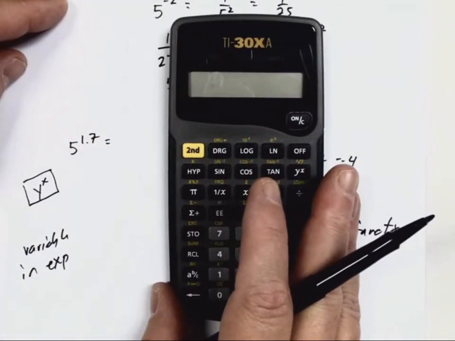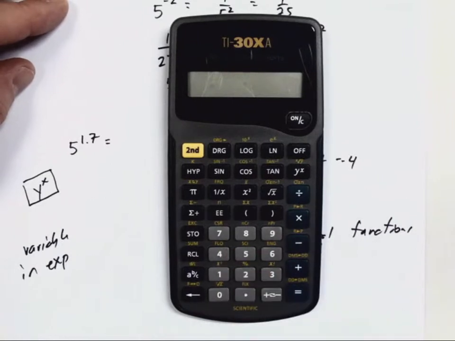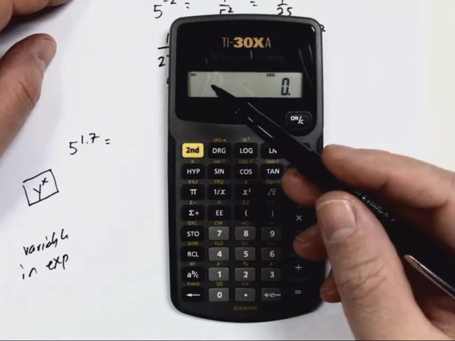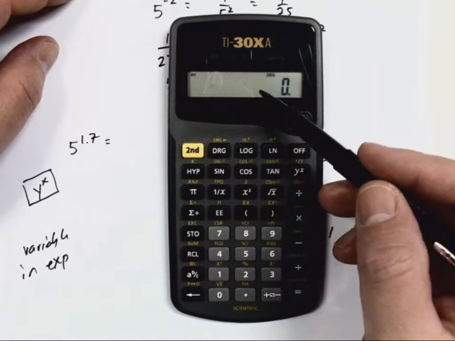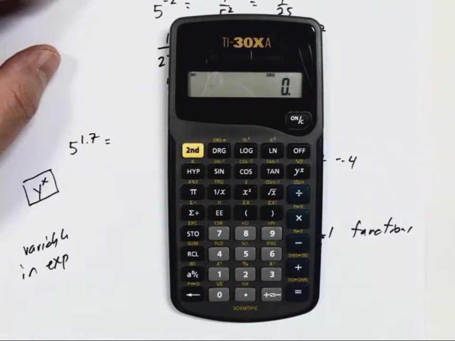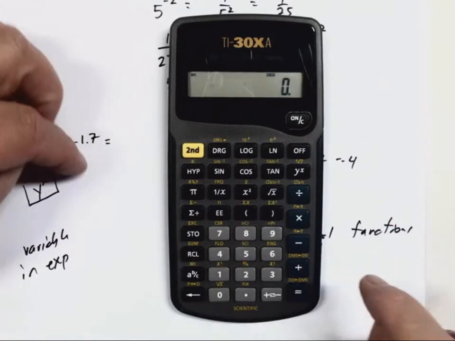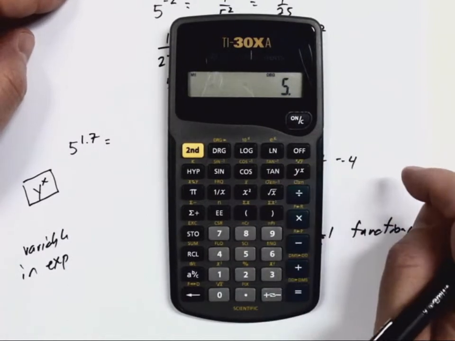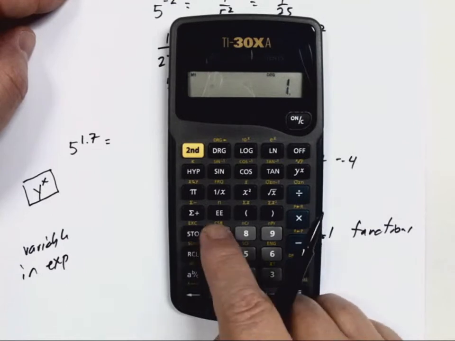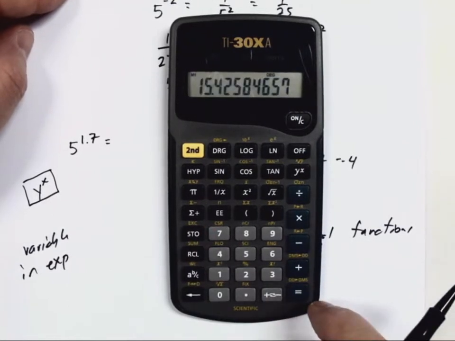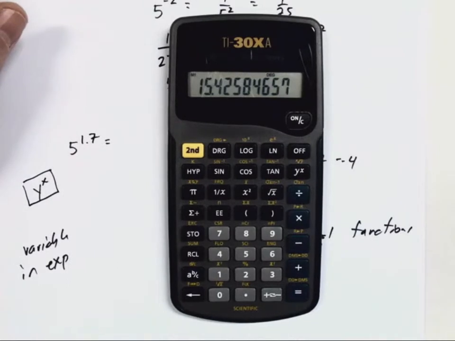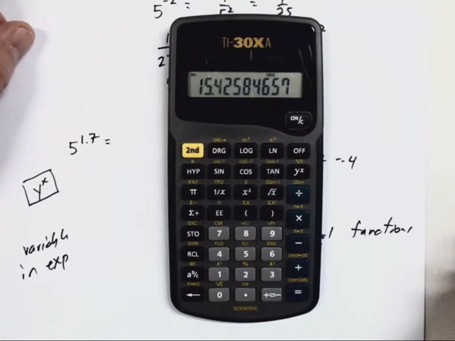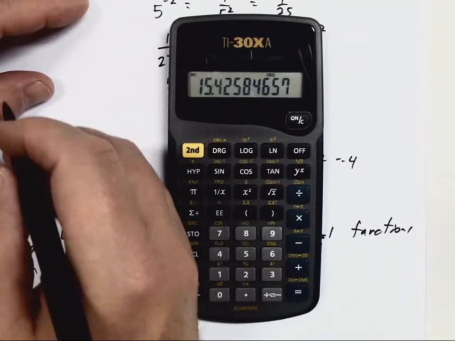So 5 to the 1.7. Enter 5. Whoops, I got to turn it on first. By the way, this is just an old Texas Instruments calculator. This is probably about 15, 20 years old, but perfectly fine for what we need. So anyway, 5 to the 1.7, 5. Then I hit my y to the x key. Then I enter my exponent, 1.7, and it equals, and there it is. Of course, it's a big long number. Maybe I'll round it off to maybe 2 decimal places. So 15.43.